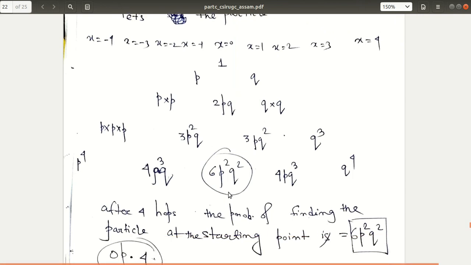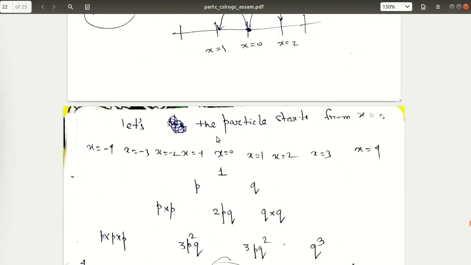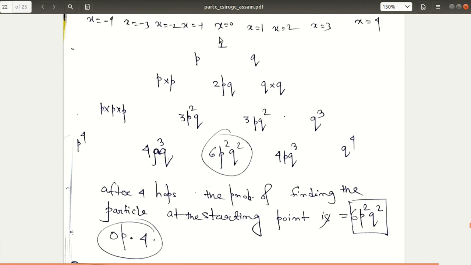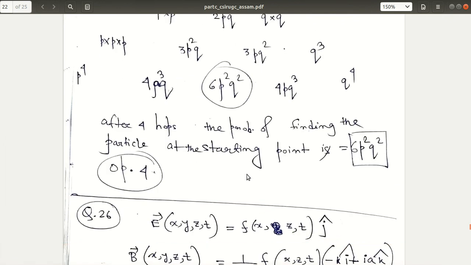This is basically the binomial triangle, and if you do so on up to n equal to 4, it will give you the probability to be at x equal to 0. From this table it will be 6 p square q square, which will be option 4.